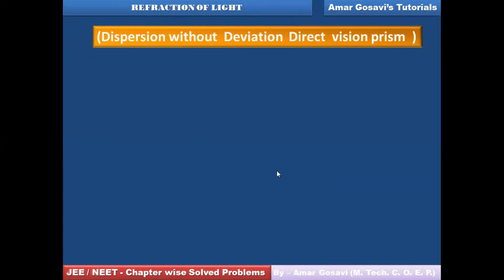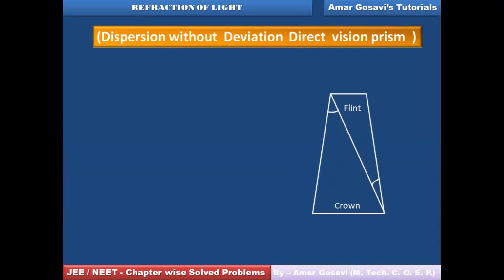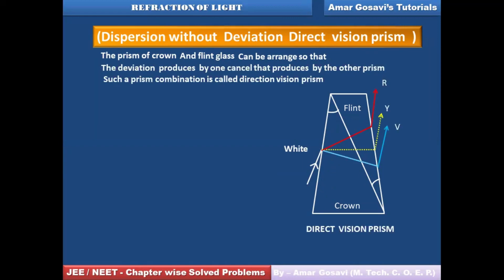Now, dispersion without deviation. We also call this combination a direct vision prism. So here we allow dispersion, but we nullify deviation. Again, the same combination of crown and flint glass connected together. You can see, but here in this case, they are arranged in such a way that the white light gets dispersed, but the deviation is not allowed.